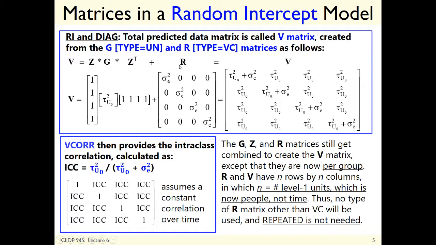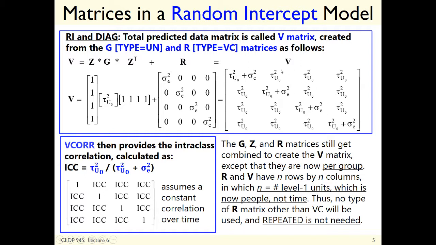So this R matrix, this is for one group. So it'd be like, this is the variance across person 1 and person 2 and person 3 and person 4. But person 1, 2, 3, 4 doesn't have an inherent ordering the way time 1, 2, 3, 4 does. Any one of the people could have been 1, 2, 3, 4. So there are no R matrix structures that make sense in this context other than VC, because people are exchangeable. So we will not ever have a repeated line because we don't need it. We'll only have a random line where the subject is the grouping ID instead.